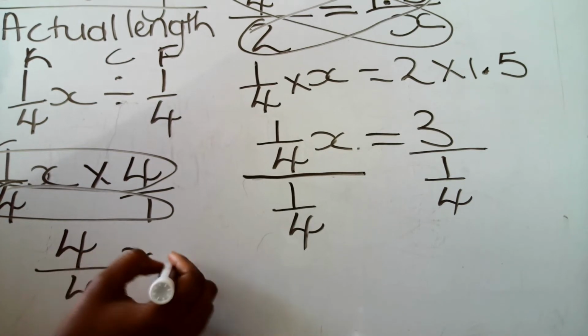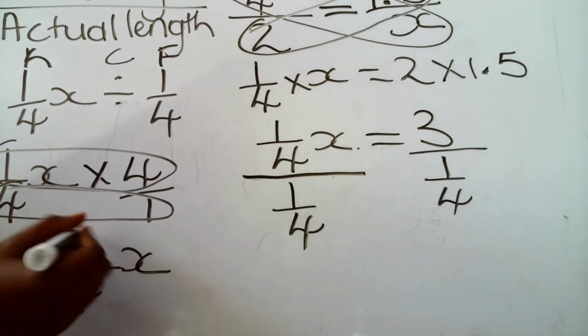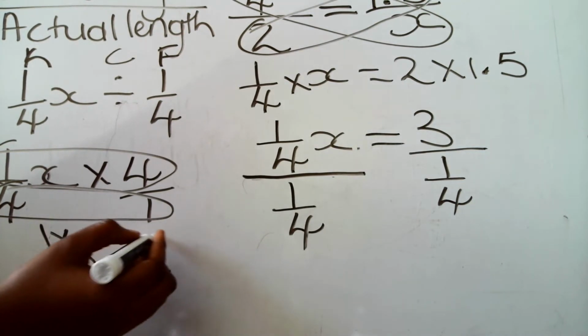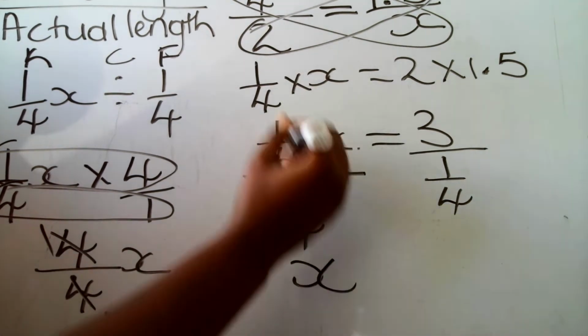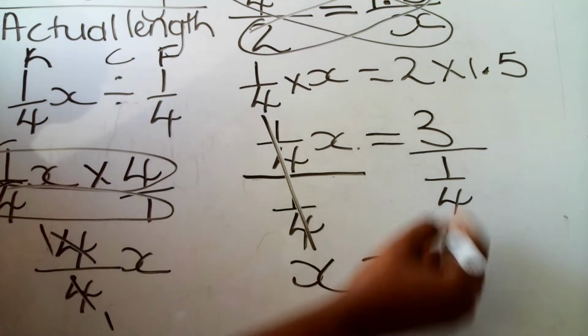So we have 4/4 x, which is the same thing as what? 4 into itself will go 1, 4 into 4 will go 1. We are only left with x. When we divide, that's gone. Any number divided by itself is always 1. So we know that would be 1x or x. Same thing. We can do the other one now.